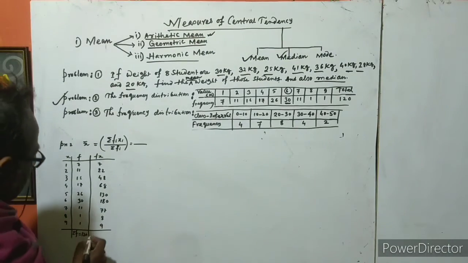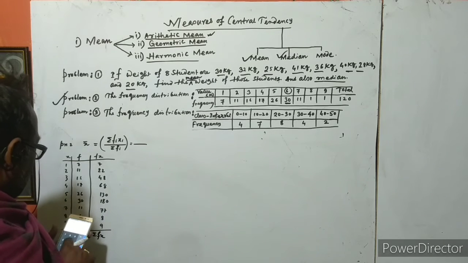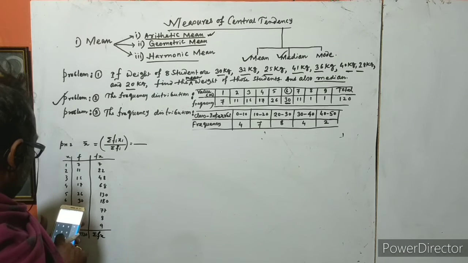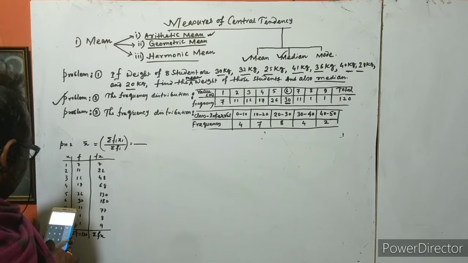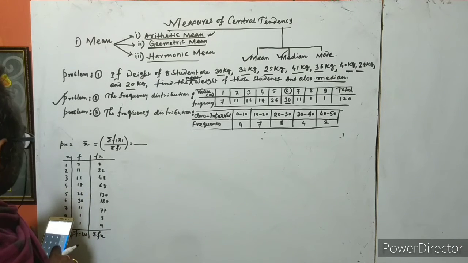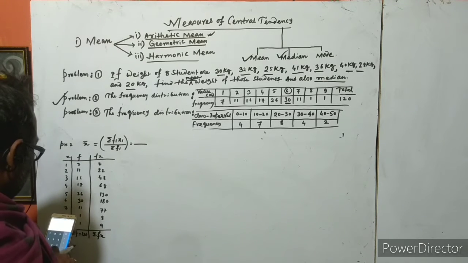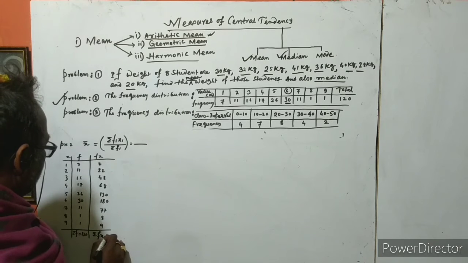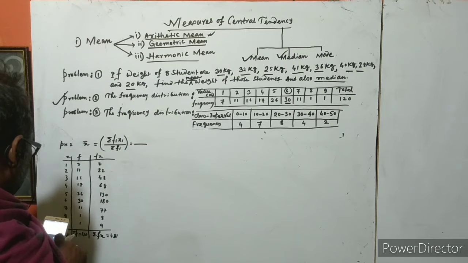Now find the value of summation fx, and that is equal to sum is 7 plus 22 plus 48 plus 130 plus 180, plus 77 plus 8 plus 9, okay, then we get 481. You can check it.